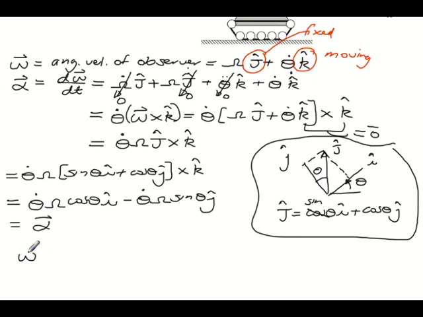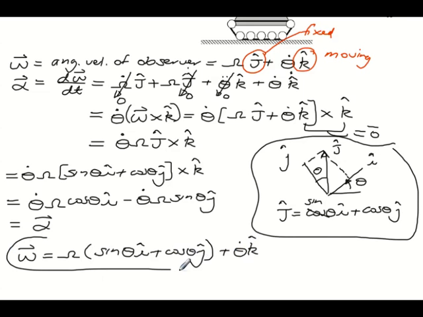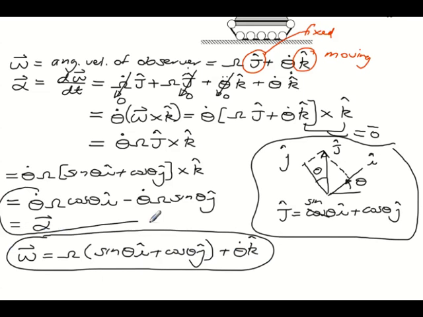Our omega vector, just to be clear, is going to be big omega big J, so that's sine theta I plus cosine theta small j, plus theta dot k. So that's our omega vector, that's our alpha vector. Same kind of thing we've been doing in most of our examples.